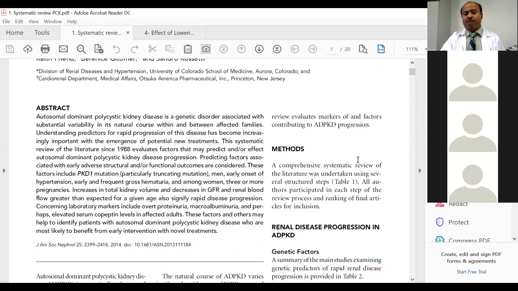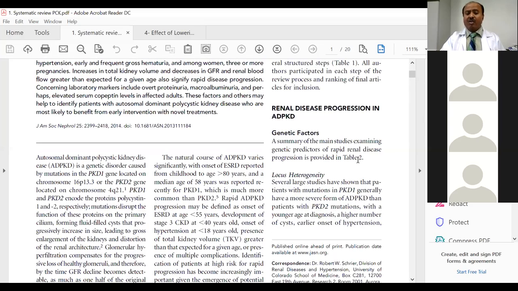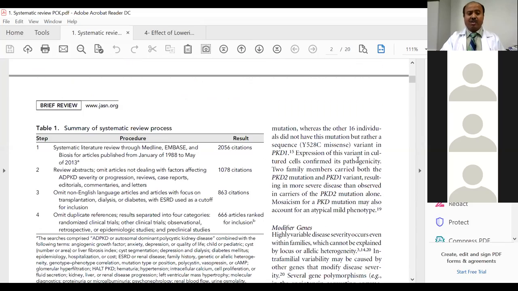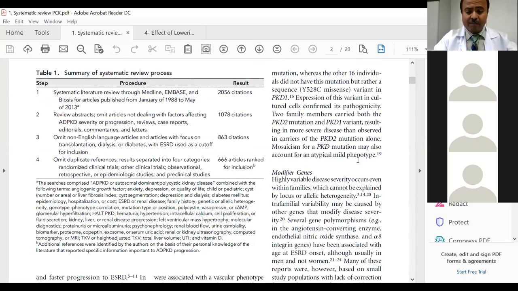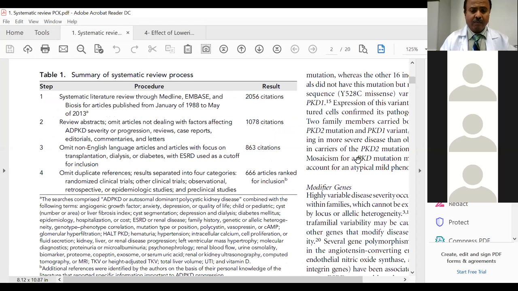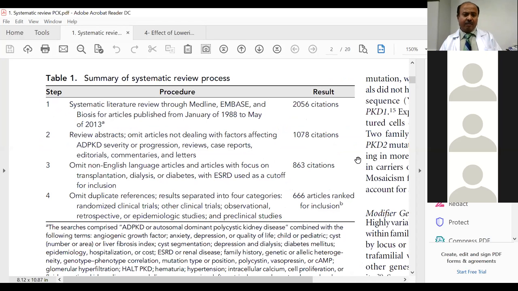I'm not bothering you with the scientific contents, but I want you to just look at this. Can you see this table? Yes. Can you read it? The summary of the systematic review process. How many? For the first step, it was 2,056 citations.